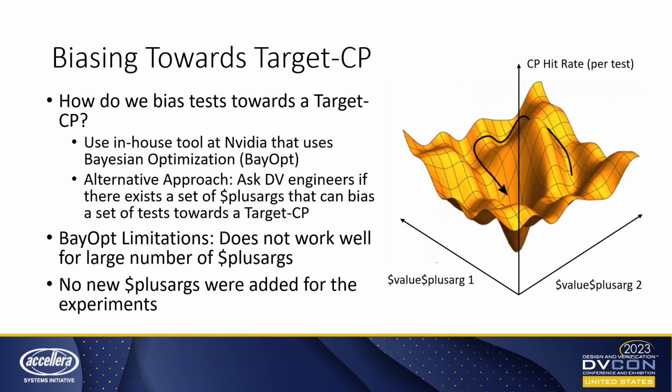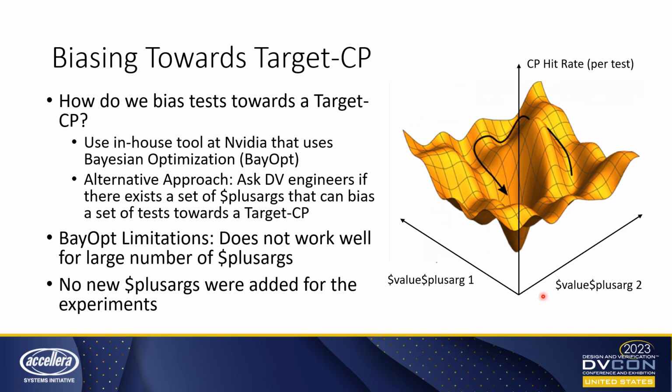So here's the final piece of the puzzle. Once we have identified a list of target CPs where we want to bias our tests towards, how do we find a set of knobs which will cause a test to bias towards that target CP? For this, we use an in-house tool at NVIDIA which uses Bayesian optimization. At a high level, what Bayesian optimization does is that it takes as inputs the target CP, and also all the value plus args and test plus args that are there in the test bench.